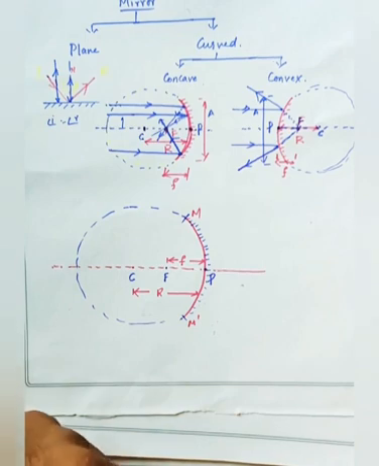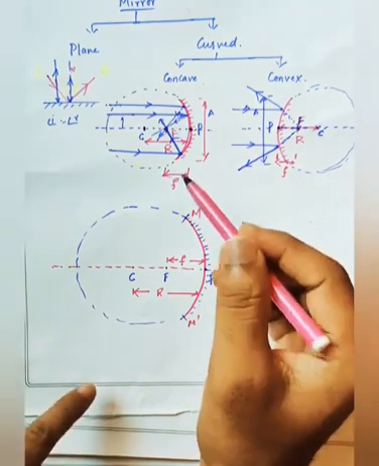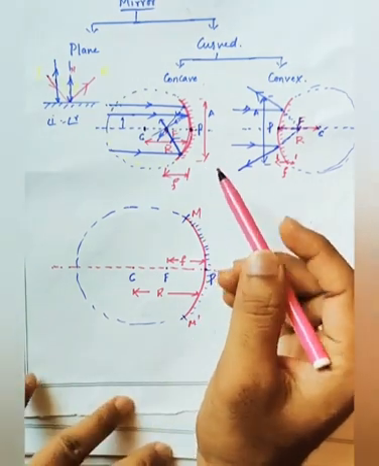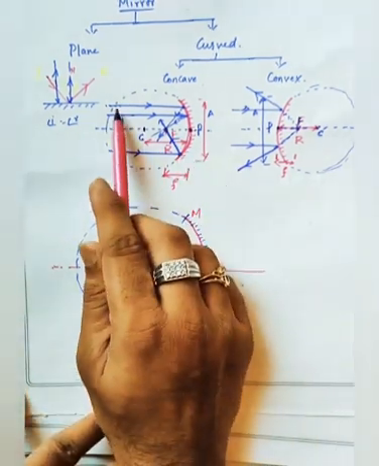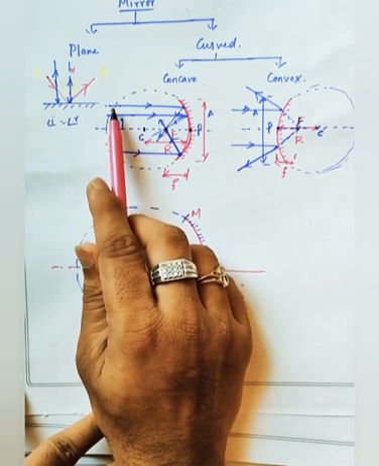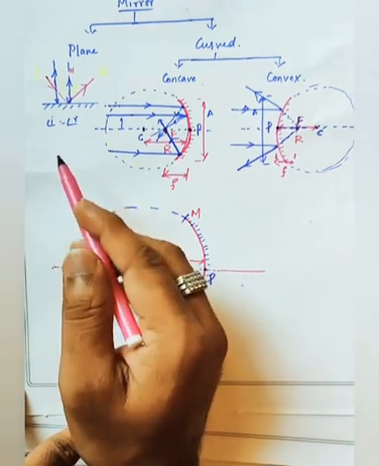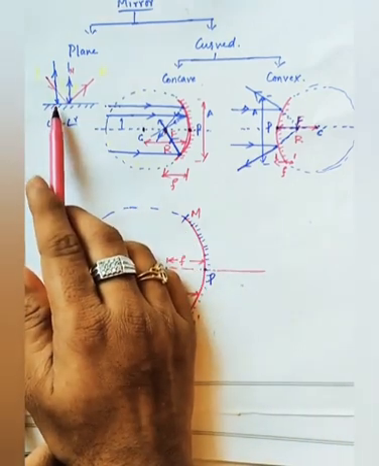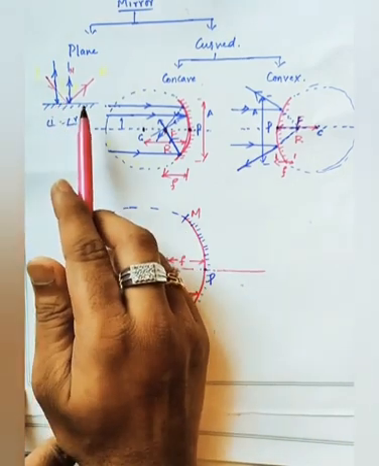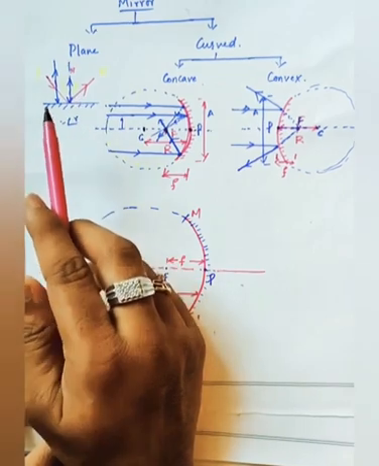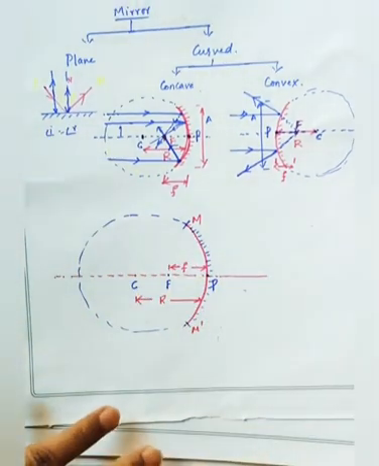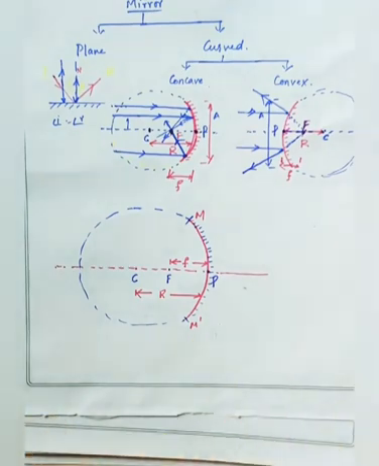Now we'll see one more important thing. I told you that the ray, once it strikes the surface, is coming and falling here. But here, in the plane mirror, we noticed the angle of incidence and angle of reflection are the same. Whether that law will hold good in the curved surface or not.